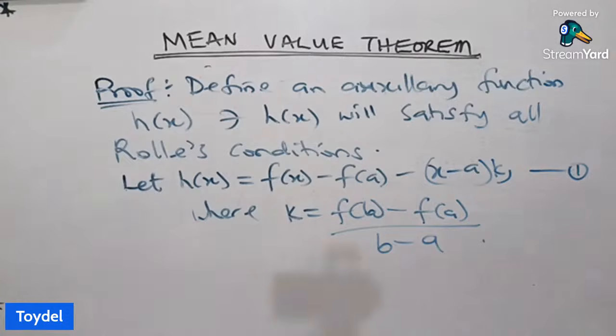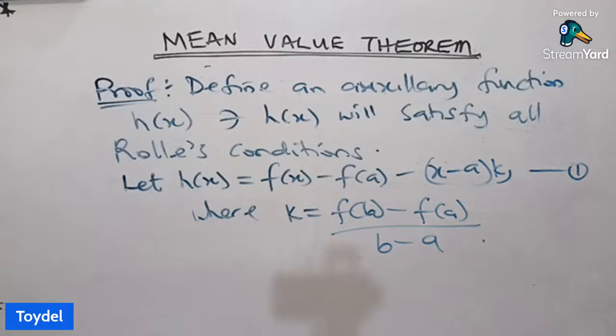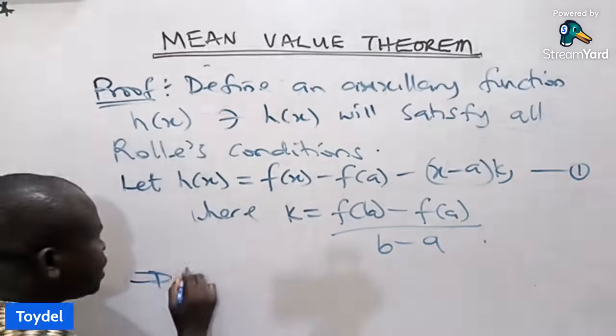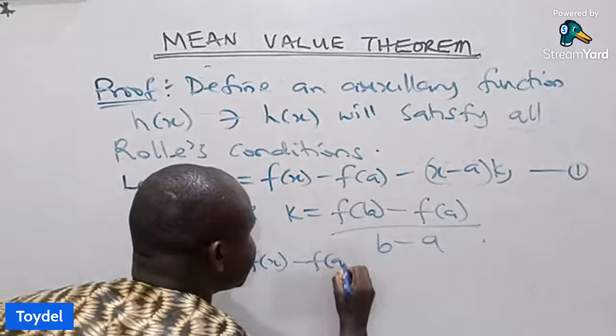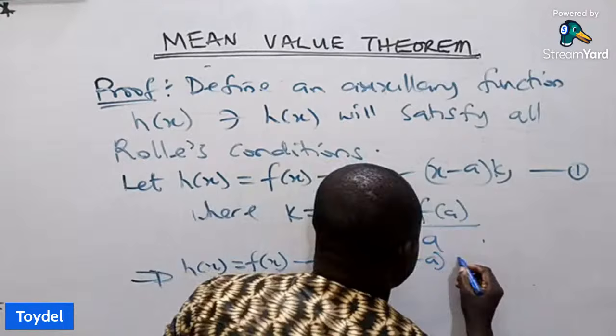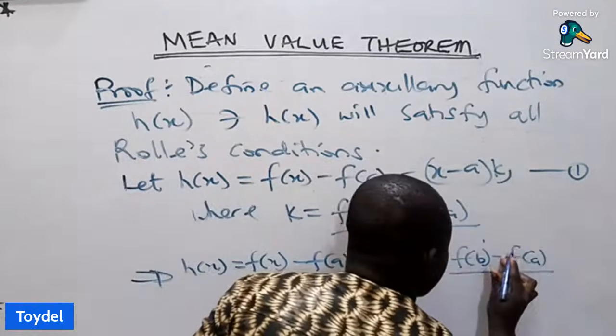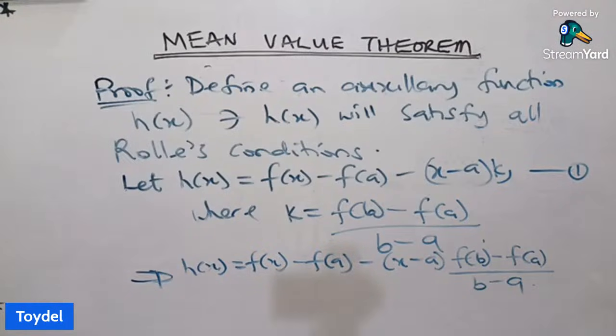Then this implies that h of x is equal to f of x minus f of a minus (x minus a) times, then we have f of b minus f of a, everything all over b minus a. That's what we are going to get.